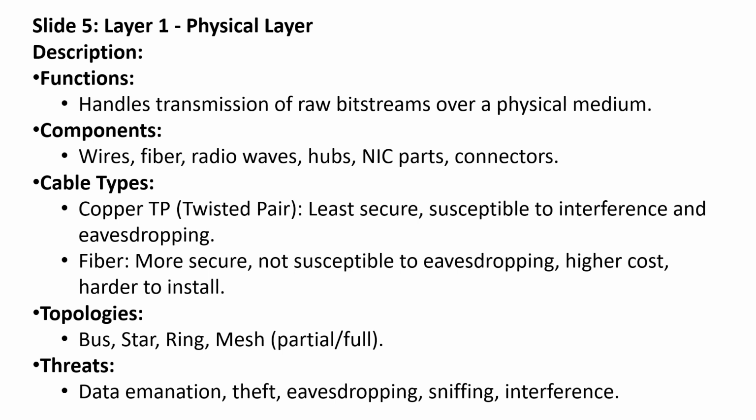Layer 1, physical layer. The function of the physical layer is to handle transmission of raw bit streams over a physical medium. Components: wires, fiber, radio waves, hubs, NIC parts, connectors, etc. Cable type: copper twisted pair, least secure, it is susceptible to interference and eavesdropping.